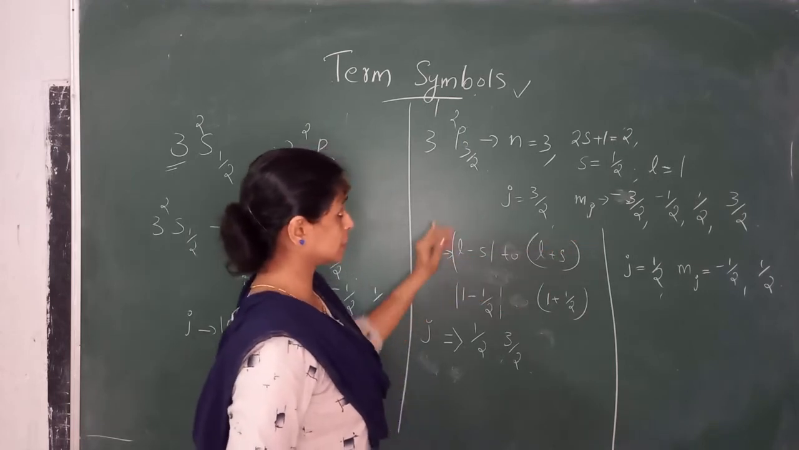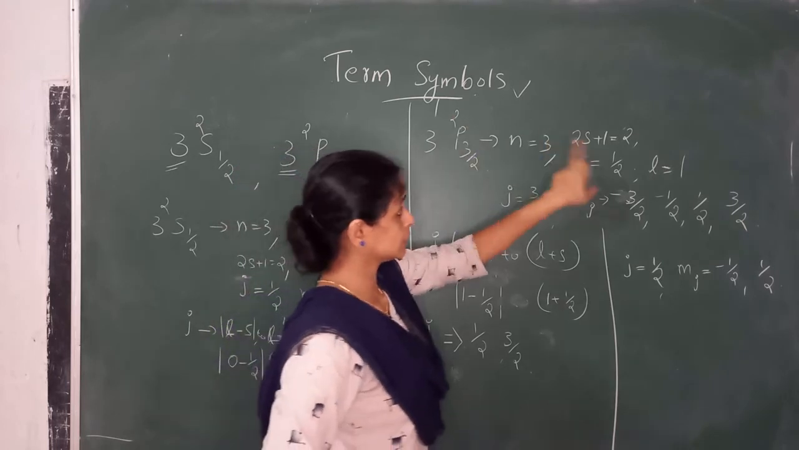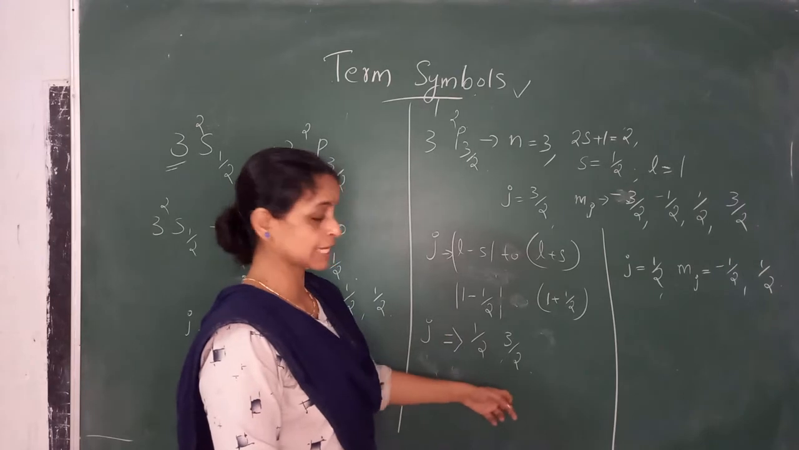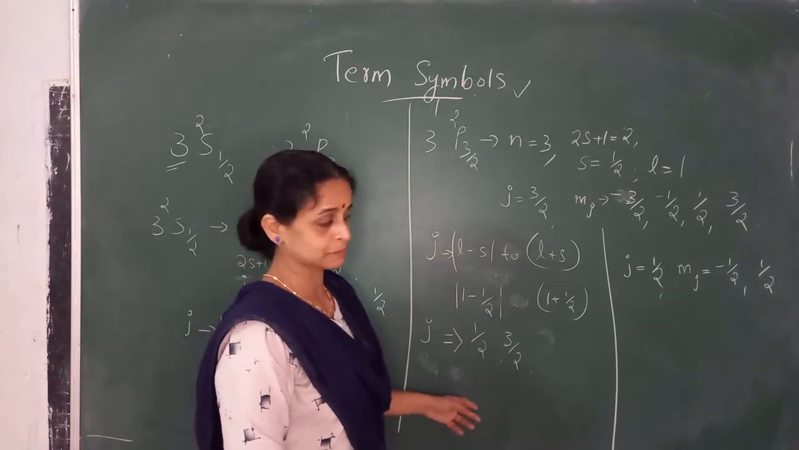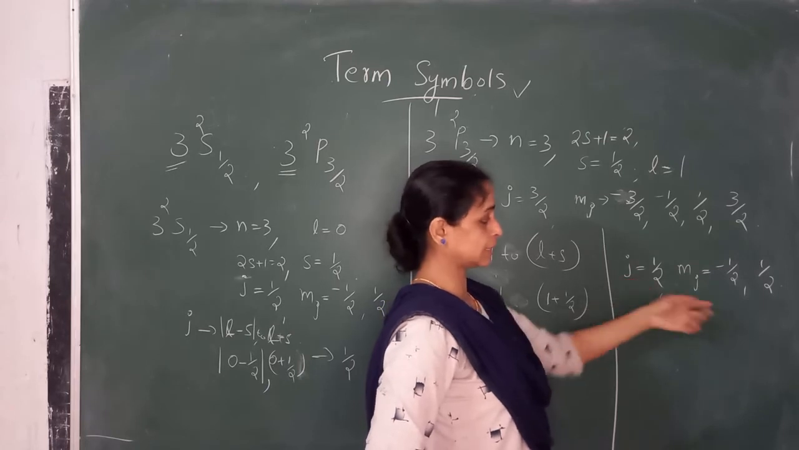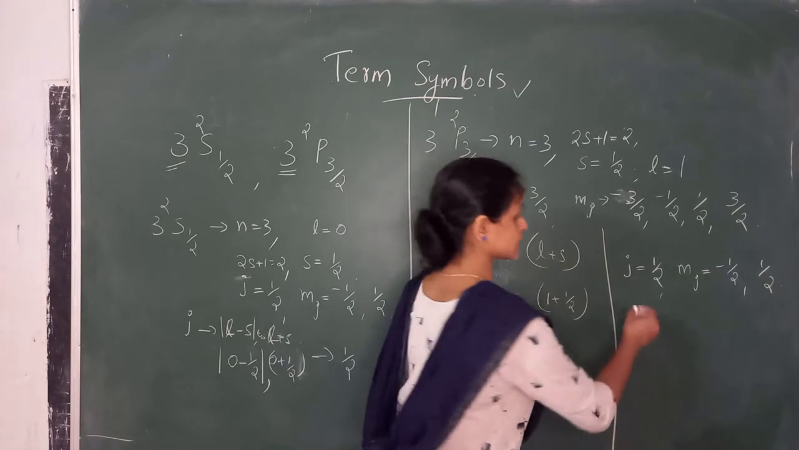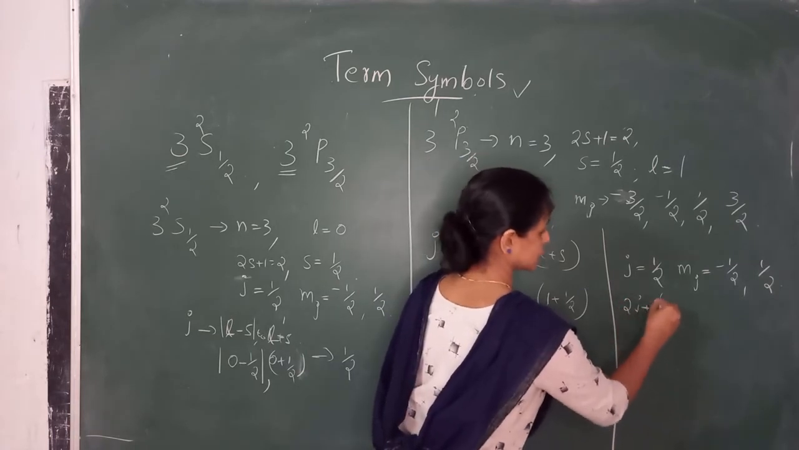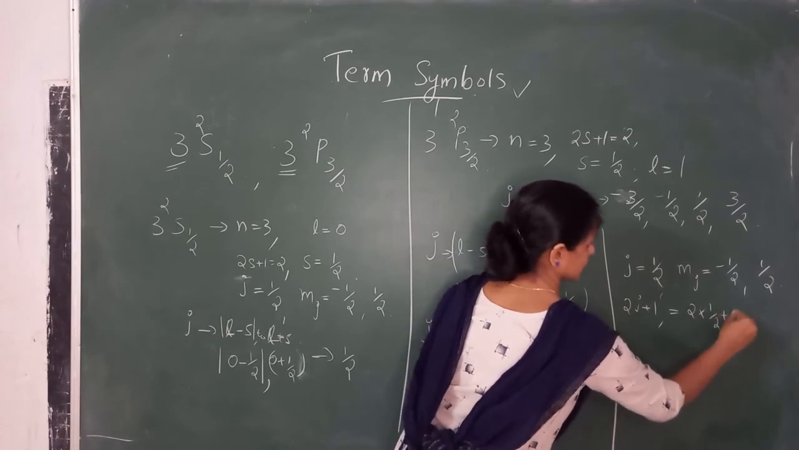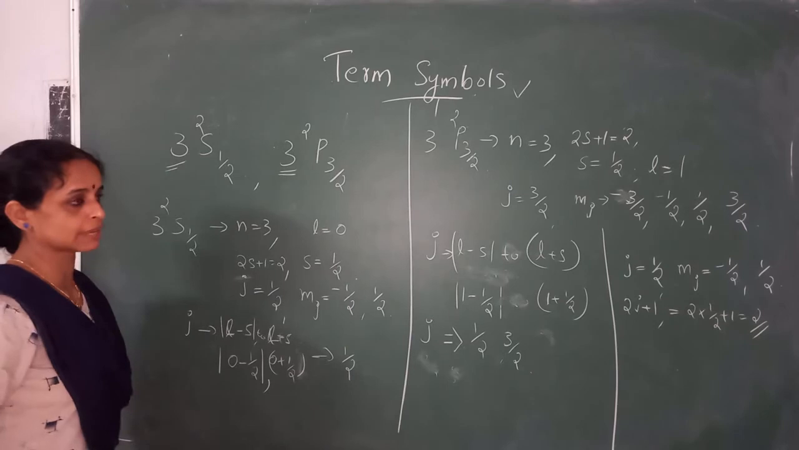But for this L and S value, we can have another state, that is the J equal to 1 by 2 state. For that state you have these J values and these are the possible orientations for this J. That is 2J plus 1 possible orientations, equal to 2 into 1 by 2 plus 1, that is equal to 2 possible orientations for this J value.